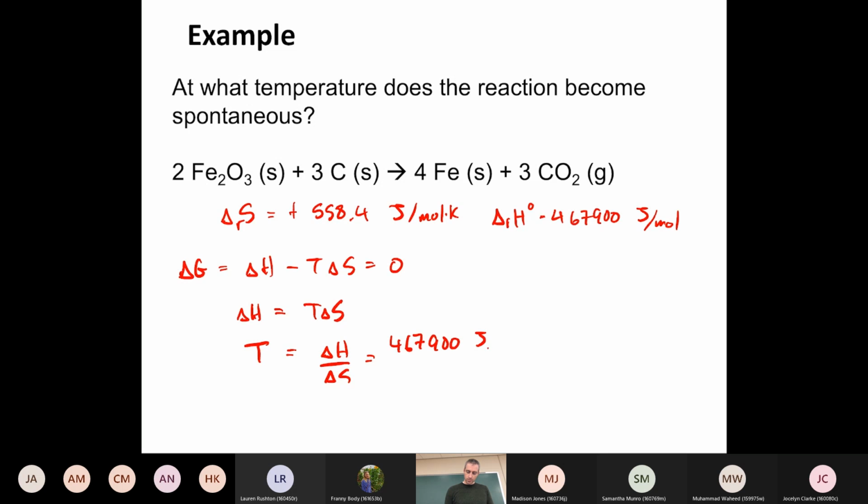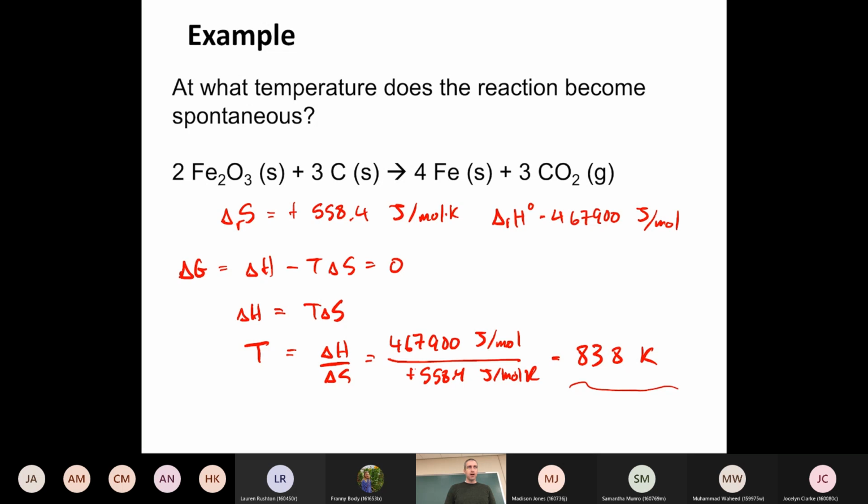467,900 joules per mole, divided by plus 558.4 joules per mole K, which conveniently will end up giving us a number that's in units of Kelvin, which is great because what we want is a temperature. And doing this calculation, the temperature we get is 838 Kelvin. So what we would say is if the temperature is higher than 838, the reaction is spontaneous. If the temperature is lower than this, the reaction is non-spontaneous.